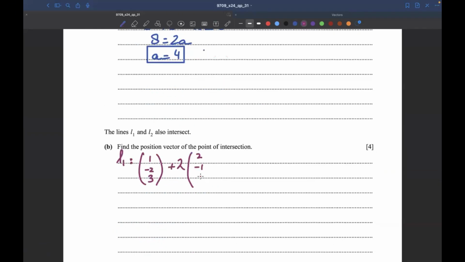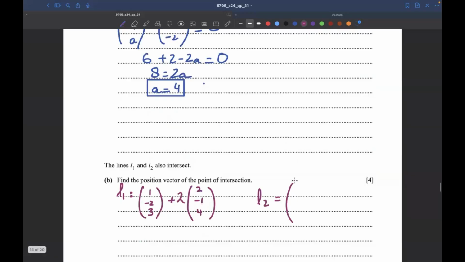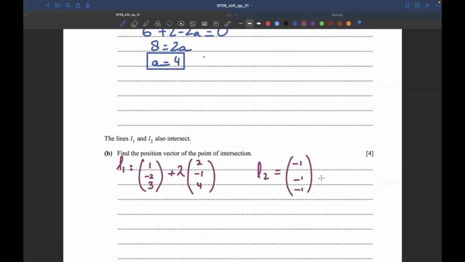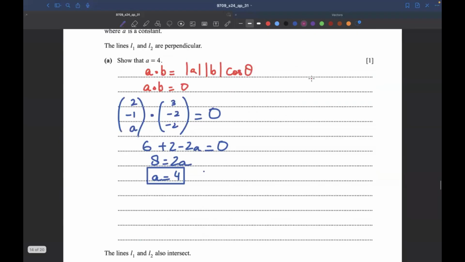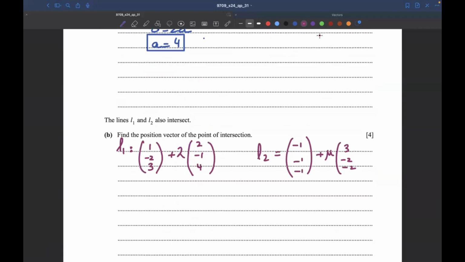And we have A as equal to 4. The equation for line L2: the point is minus 1, minus 1, minus 1, so we'll write minus 1, minus 1, minus 1 plus mu times 3, minus 2 and minus 2. Now, as they're intersecting, we know that this represents the x, this represents the y, and this represents the z coordinates. So first, 1 plus 2 lambda, which is our x coordinate, should be equal to minus 1 plus mu times 3, that will become 3 mu.